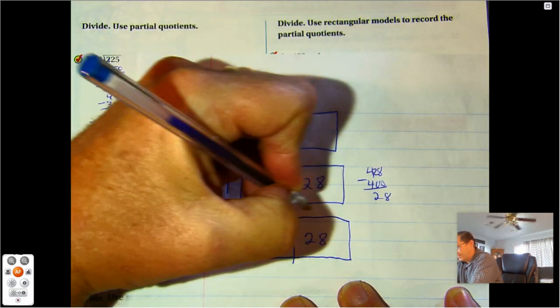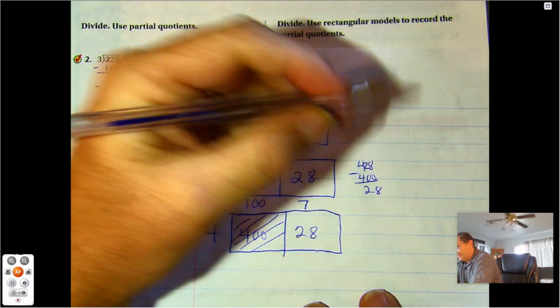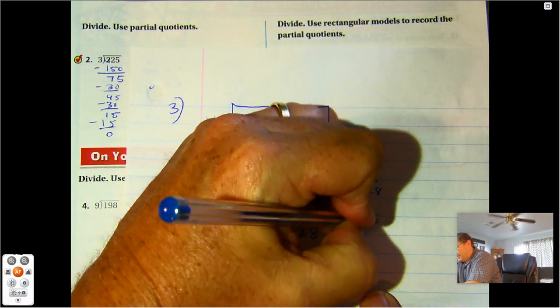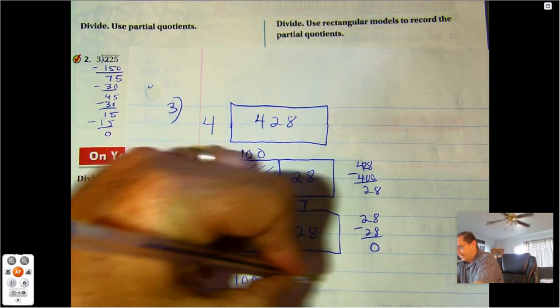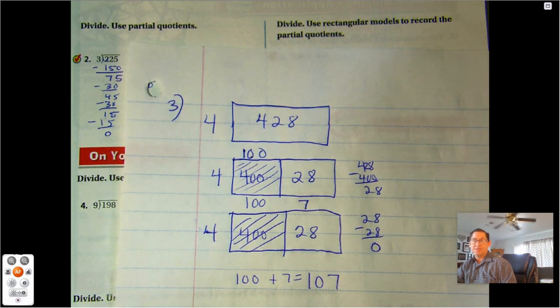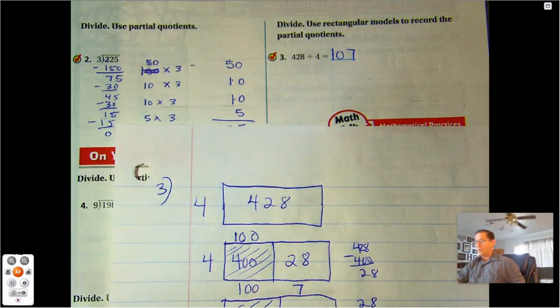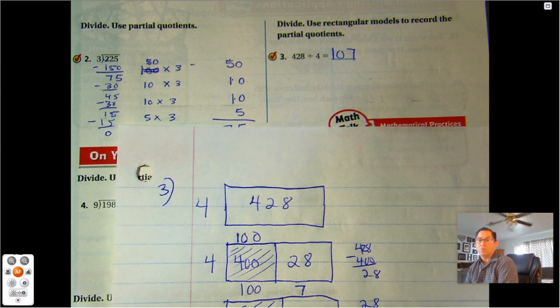4 times 7 is 28. So 28 take away 28 is 0. So we have to add 100 plus 7. So we get 107. 428 divided by 4 is 107.